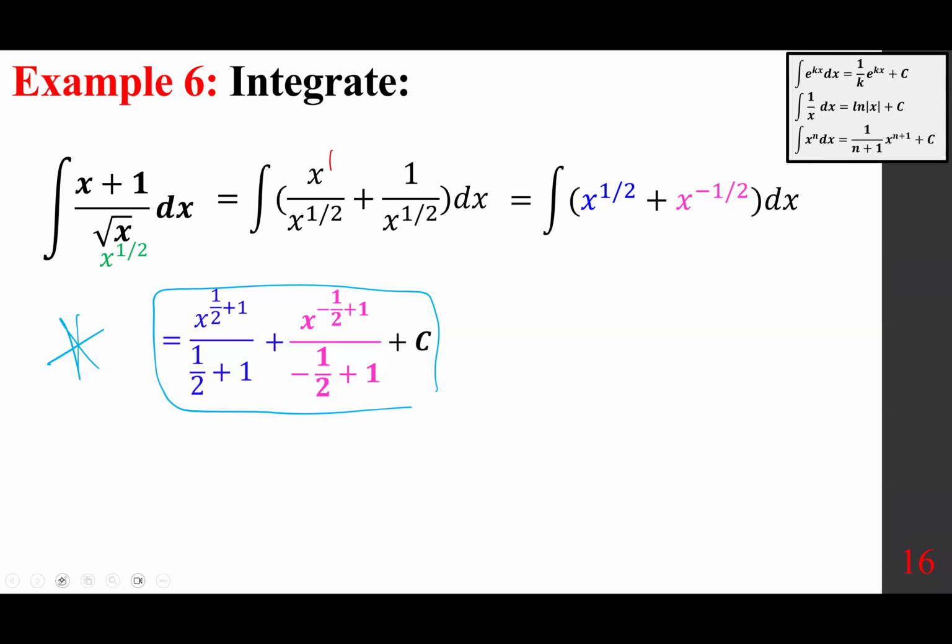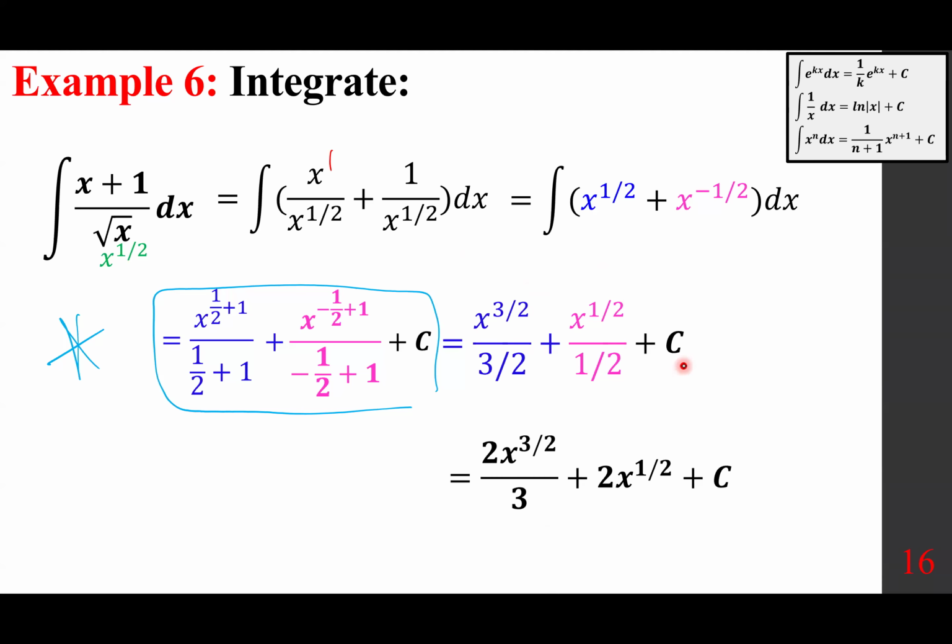We have done a few algebraic steps, and we're going to continue with more algebraic steps. 1/2 and 1 is, of course, 3/2. Negative 1/2 and 1 is 1/2. Now you're dividing by 3/2, everybody. That means 1 over 3/2 is 2/3. And this one, 1 over 1/2, that means 2. So this is 2/3 x to the power of 3/2. This is 2x to the power of 1/2, and a constant.